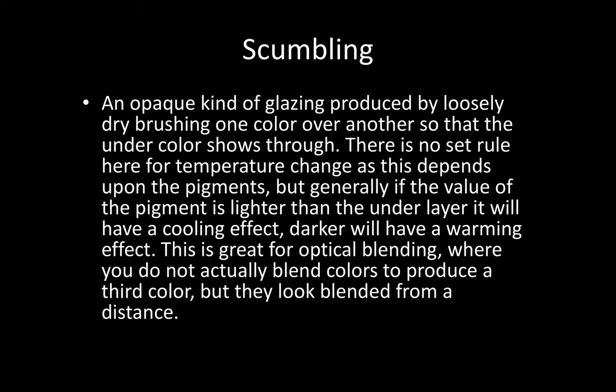Scumbling is an opaque kind of glazing. It's produced by loosely dry brushing one color over another so that the undercolor shows through. This is used a lot with murals, with acrylic painters, especially on large-scale murals. When it's really difficult to blend on a large-scale mural, if you're working more with brushwork, scumbling a color on top is one way of optically blending.